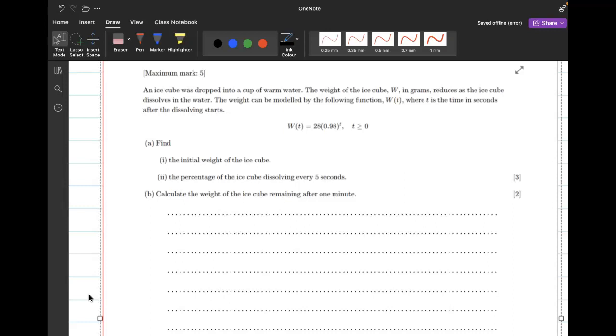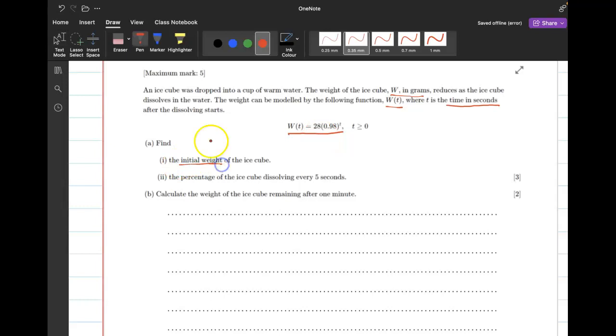An ice cube is dropped in a cup of warm water. The weight of the ice cube, W in grams, reduces as the ice cube dissolves. The weight can be modeled by the following function W(t), where t is the time in seconds after it starts dissolving. This is the model given. So the weight, which is a function of time, is W(t) = 28 × 0.98^t, t greater than or equal to 0.